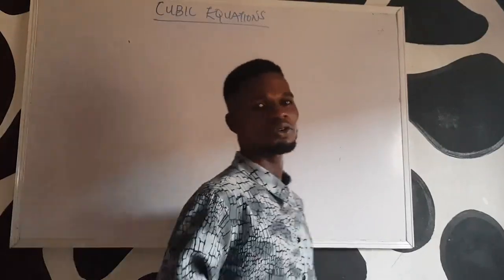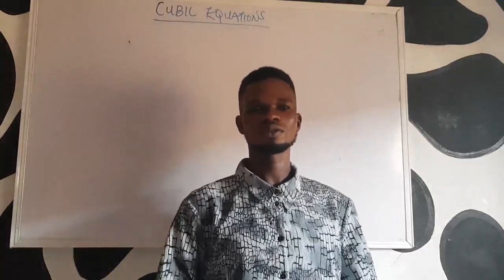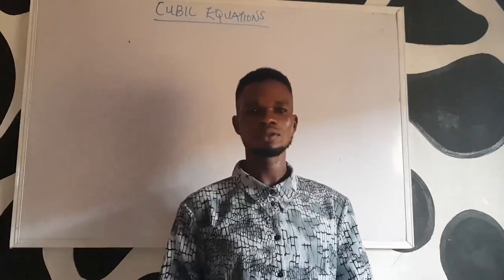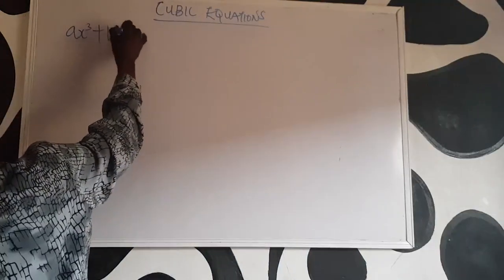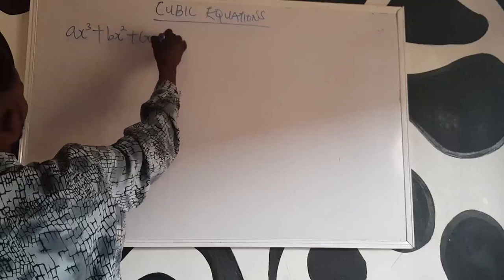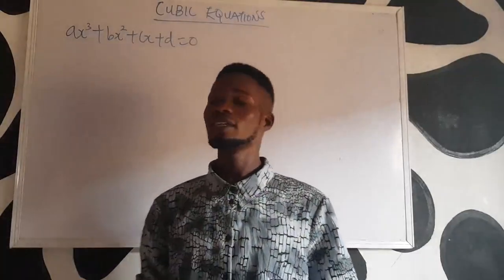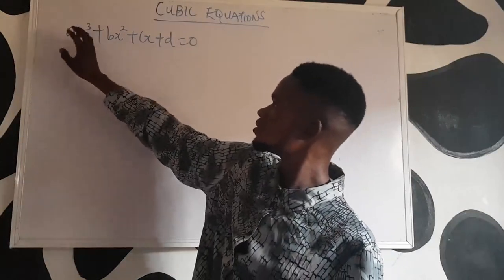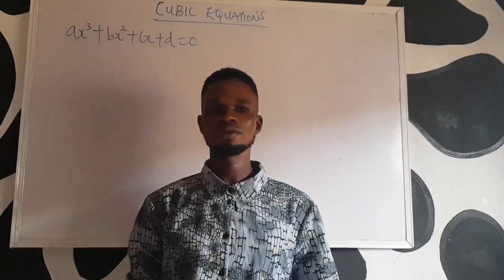Now, a very quick one. What are cubic equations? Cubic equations are equations of the form ax cubed plus bx squared plus cx plus d equal to 0. They are called cubic equations because the highest degree of the unknown here is 3.